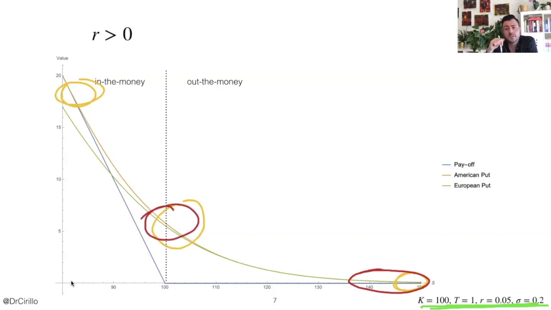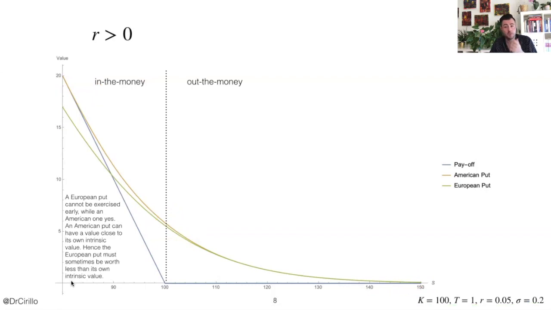But something that is very interesting is also the fact that when you are deep in the money, the European put can be below its payoff. Why this? This comes from the fact that there is a fundamental difference between the European put and the American put. That is to say, the European put can only be exercised at maturity, while the American can be exercised at any time.